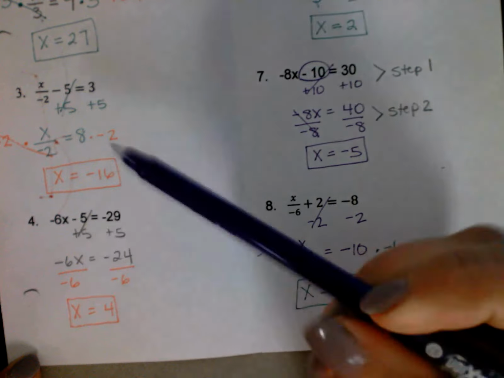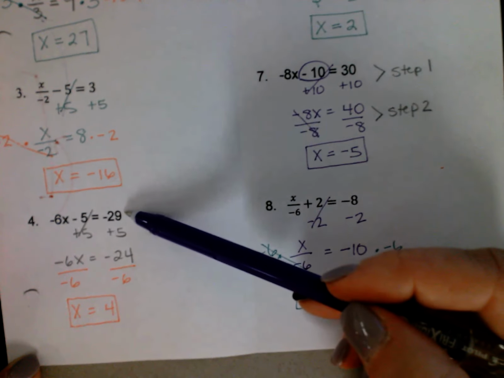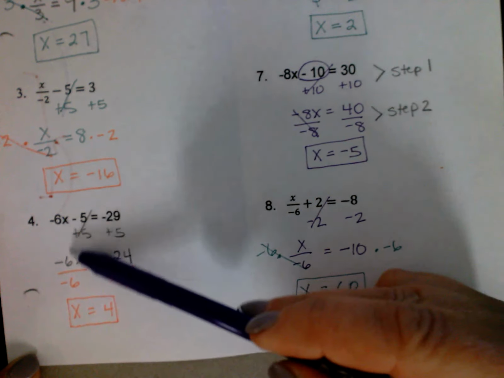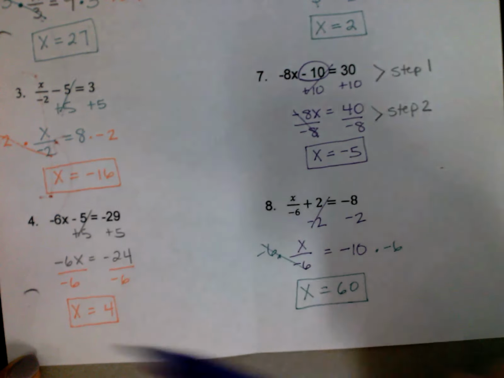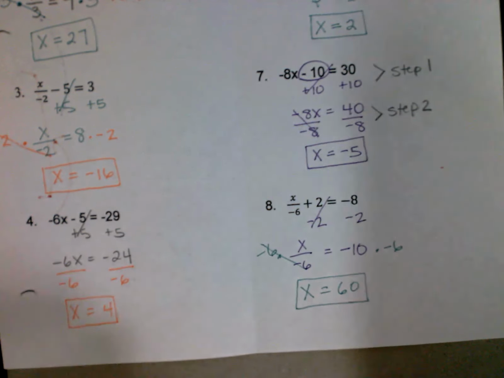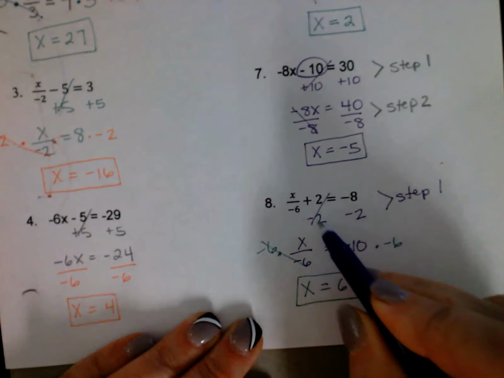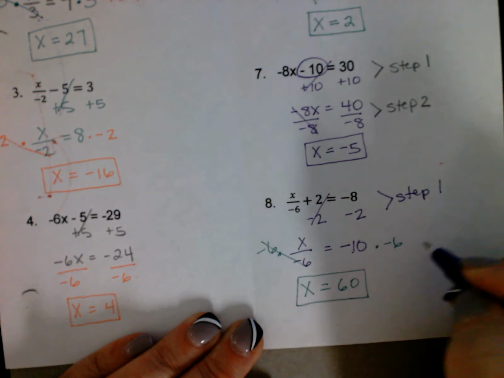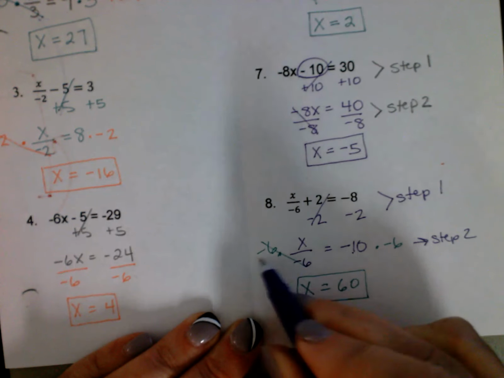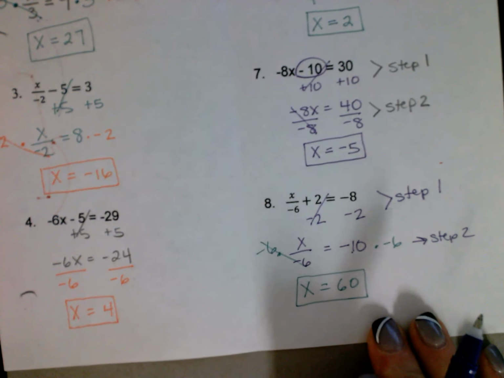Then I went right below it. I got rid of the minus 5 by plus 5. When I add 5 to negative 29, I got negative 24. This is a multiplication problem. To undo that, I need to do division. Finally, step 1, undo the addition, and I got negative 10. Step 2, I needed to undo the division problem by multiplying, and I got positive 60.